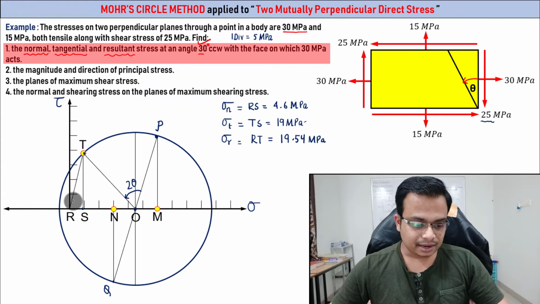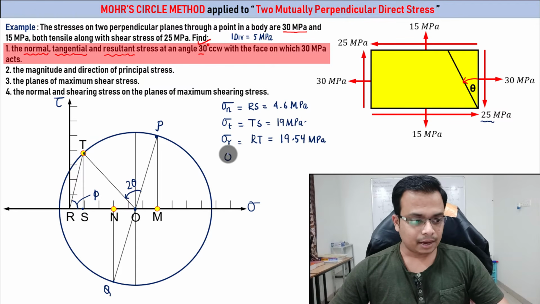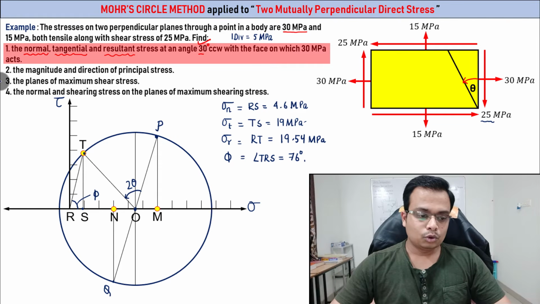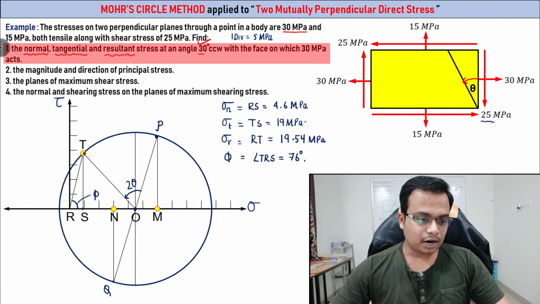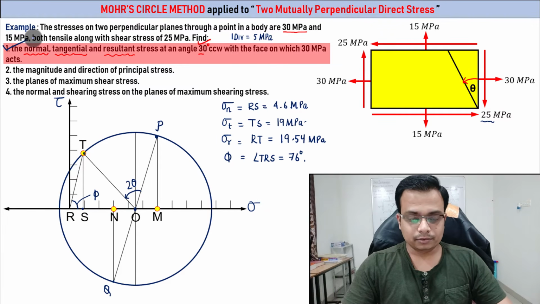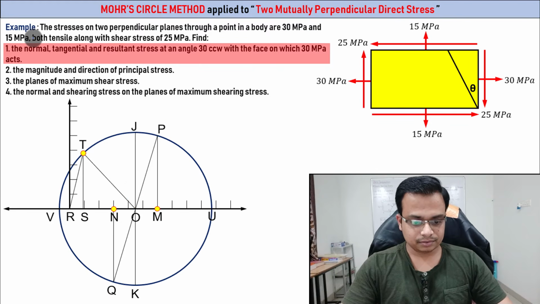And as far as the angle that this RT makes, this angle, by the way, is represented by phi, and phi is going to be equal to what? Angle TRS, and this is going to work out as 76 degrees. So the first part of the question is done. Let's now switch over to the second part. That's very interesting.